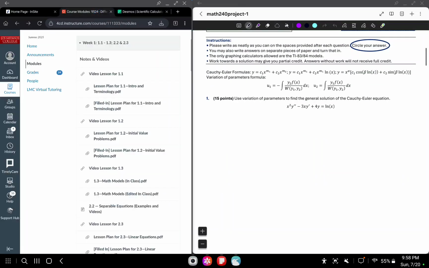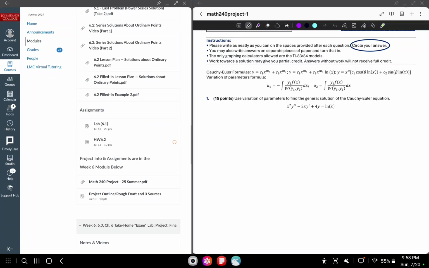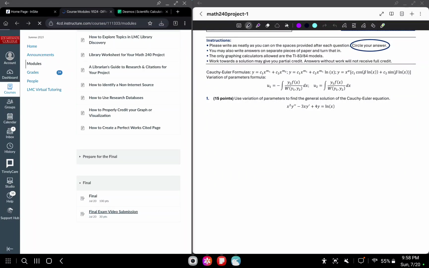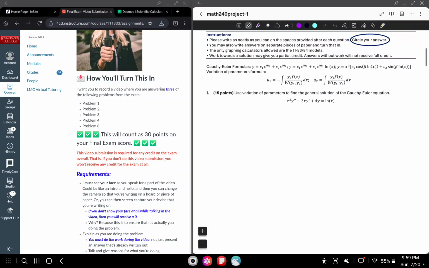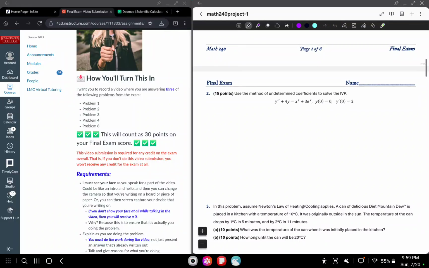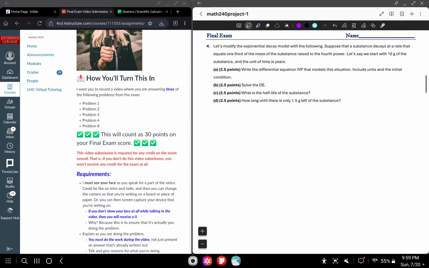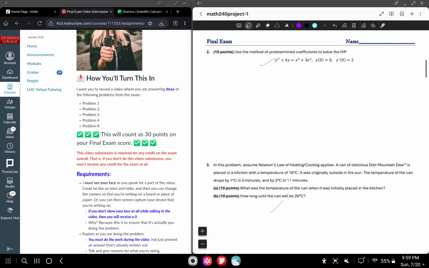Oh, oops. What are the requirements for this one? Final, didn't really. 2, 3, 4, 8. 1. Catch your Euler. 2. I can do 2. 3, 4. Power series, okay.